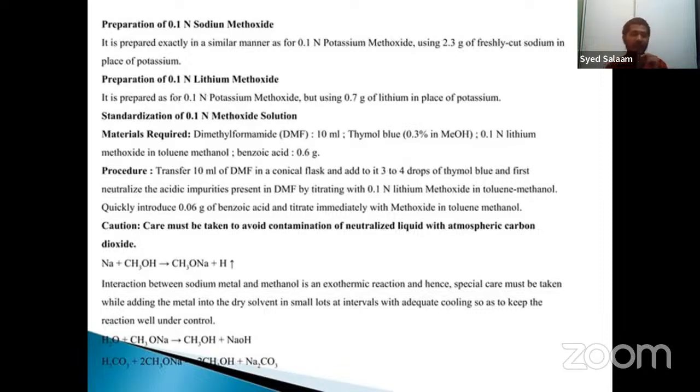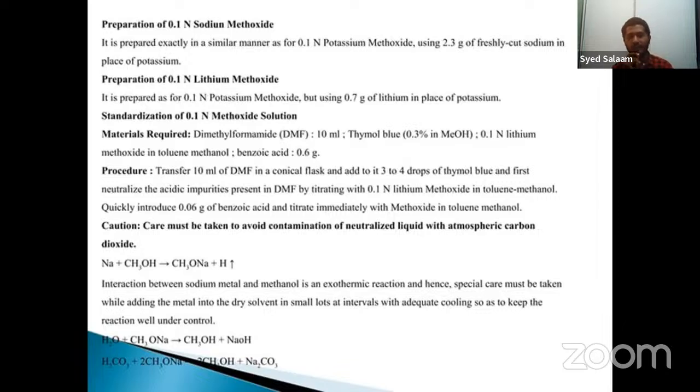For that, we would be taking dimethyl formamide 10 ml, thymol blue, taken as a 0.3% solution in methanol, and 0.1 normal lithium methoxide. We are taking the example of lithium methoxide in toluene methanol, and benzoic acid 0.6 grams.